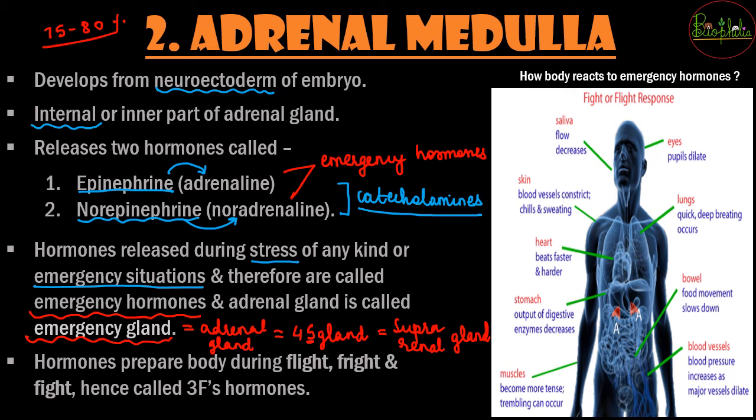So whether they say emergency gland, adrenal gland, 4S gland or suprarenal gland, all have the same meaning. Or if they speak about catecholamines, or emergency hormones, or epinephrine and norepinephrine, they have the same meaning. Now once these hormones are released under stress or emergency situations, they prepare the body for 3 conditions. कौन से 3 conditions होंगे? It is flight, fright and fight.